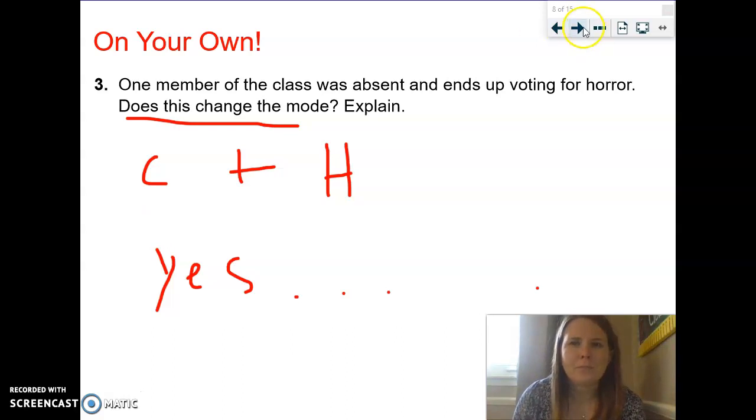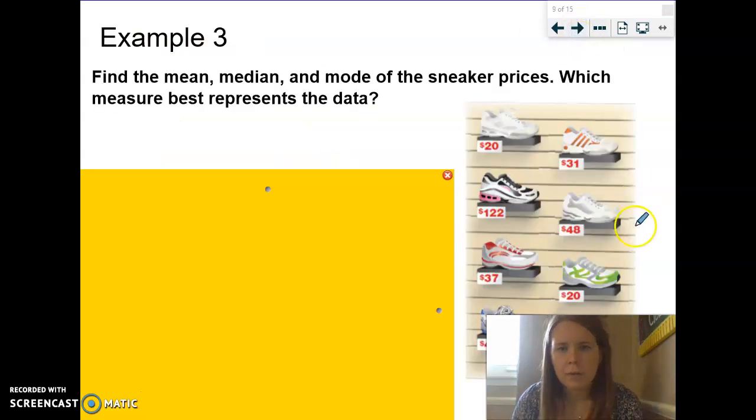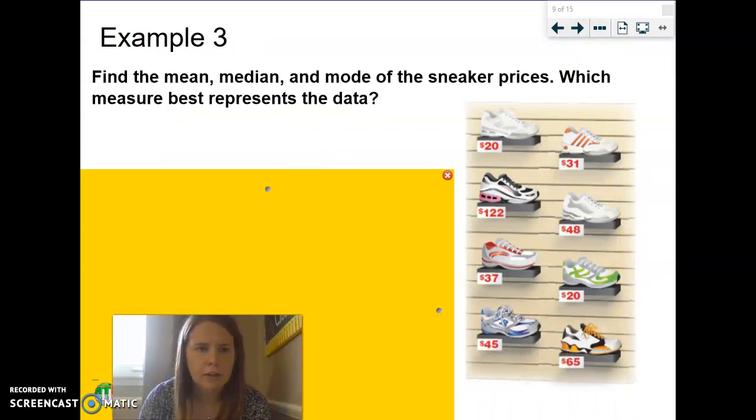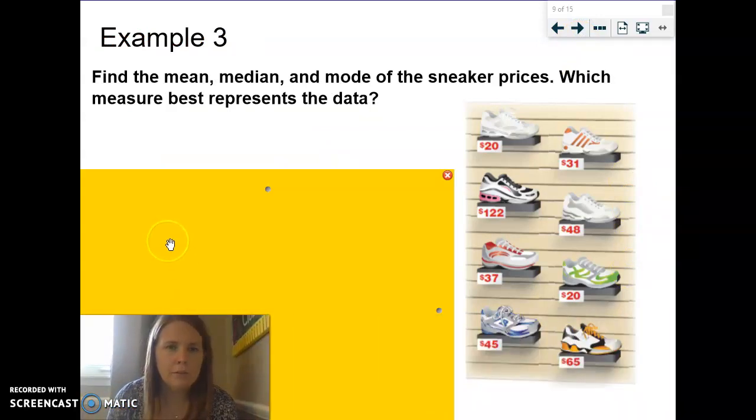Okay. Let's keep going. We'll see if we can get through this example. If not, we will continue on in the next video. We could definitely start this one though. So this one what we need to do is find the mean, median, and the mode of all these sneaker prices. Which measure best represents the data?